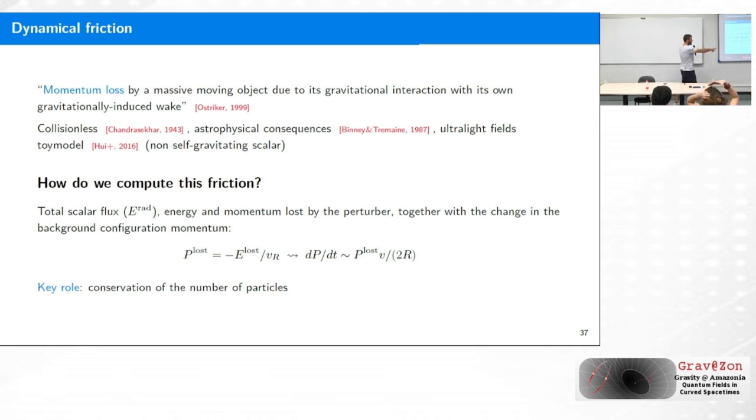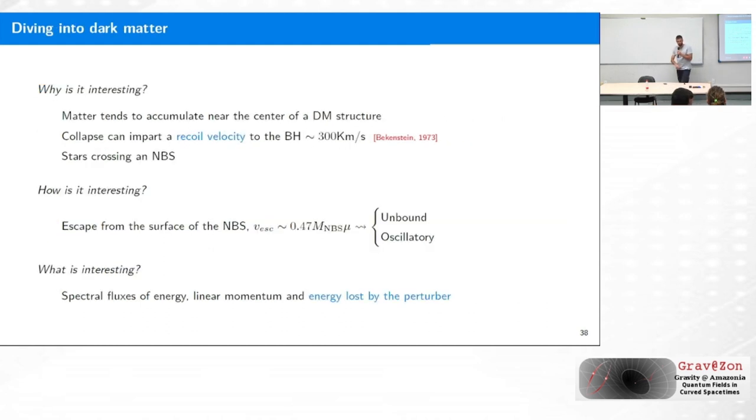And the key role to find these results inside our framework is the conservation of particles. So the number of particles is conserved. When things interact, no particle is created. This is due to the U(1) charge, the U(1) symmetry that we had at the beginning, that I showed you in the equation, in the action.